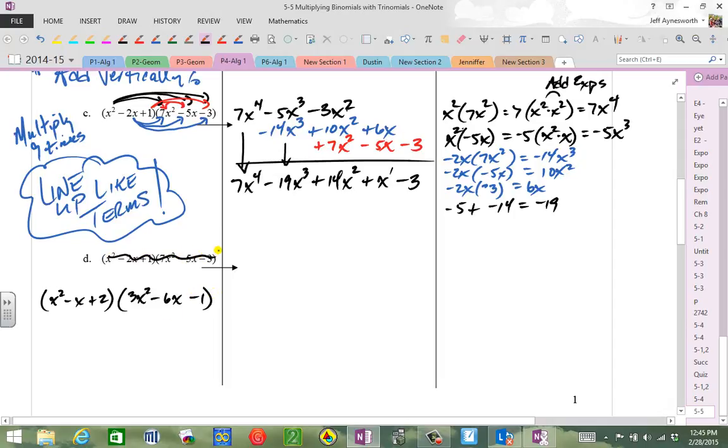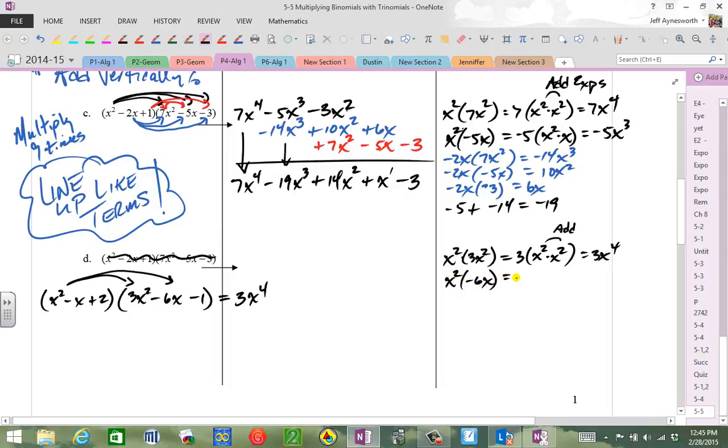So let me just focus in on this. Here we go. We've got x squared times 3x squared. That's 3 times x squared times x squared, regrouping, and you get 3x to the 4th, because, again, you add exponents here. x squared times x squared is x to the 4th. So I've got 3x to the 4th. Okay, first times second. x squared times a negative 6x. That's negative 6 times x squared times x, regrouping, and that's a negative 6x cubed. So minus 6x cubed. First times third. x squared times negative 1, just negative x squared.